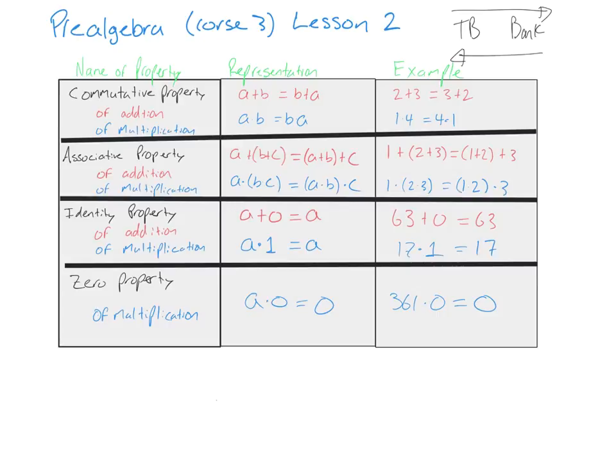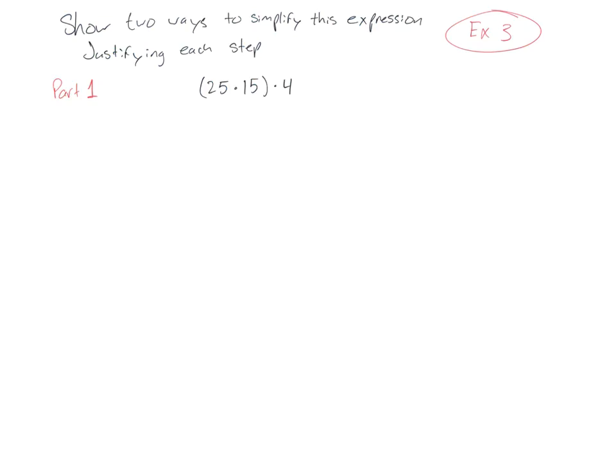Alright, so now we're going to try using these properties just as a way to help embed them in our mind. So we're going to go to example 3. It's in your book, but we're going to walk through it here, hopefully explaining why we did each of these steps. So our instructions say, show 2 ways to simplify this expression. Justify each step. That's the part that is kind of hard and new for this lesson, is justifying each step. Okay, so let's see if we can try this.